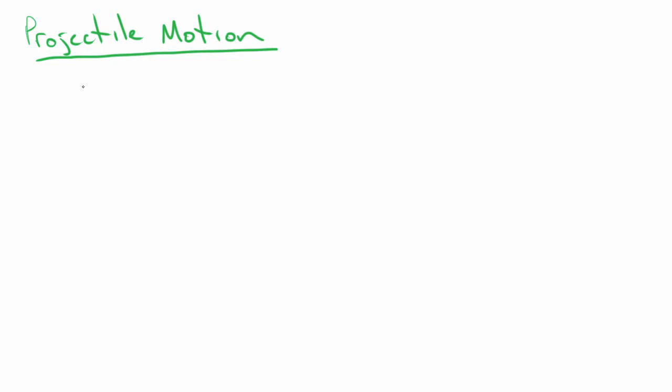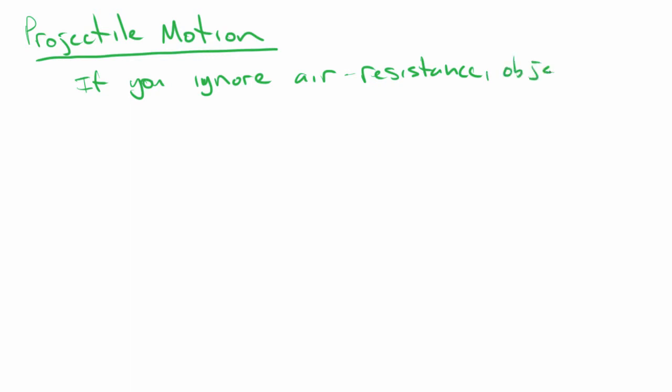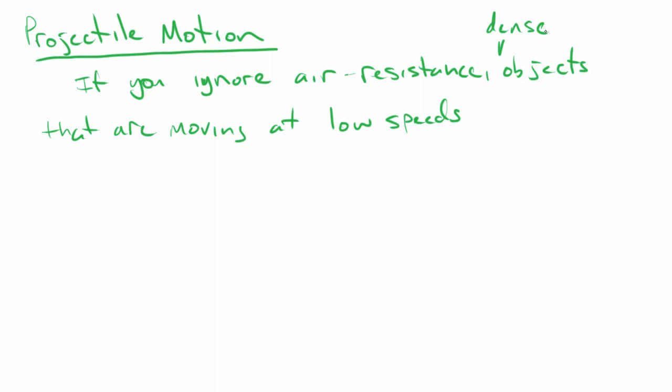Just like when we talked about free fall, if you ignore air resistance, then objects, dense objects moving at low speeds, this is what I said for free fall, there's a simple solution to bodies that are moving through the air near Earth's surface. So, simple solution.